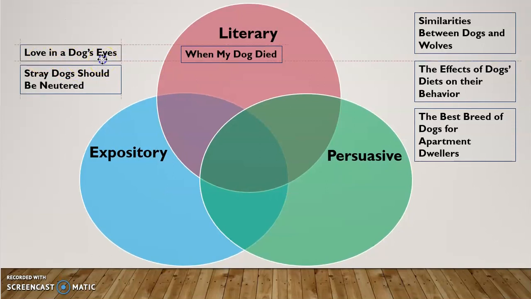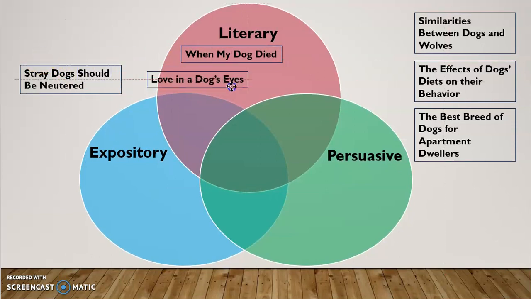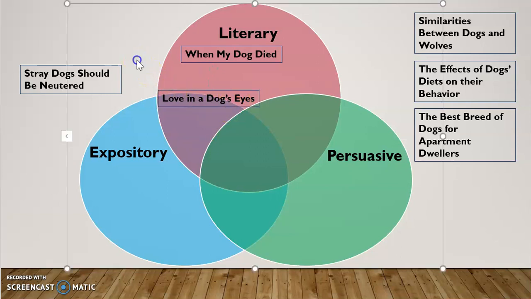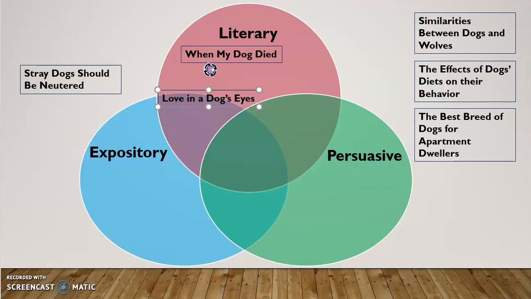This can be also literary, right? If I'm going to tell you about my dog loving me, but it can also be expository, because here you can explain what are the behaviors or characteristics of a dog that's in love. There are scientific proven behaviors that a dog will exhibit that you can explain. So this one is kind of overlapping in literary and expository because it's a little bit of both.